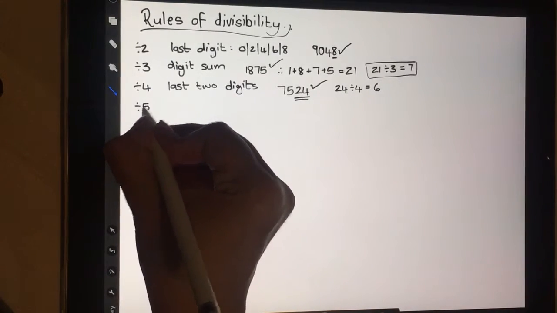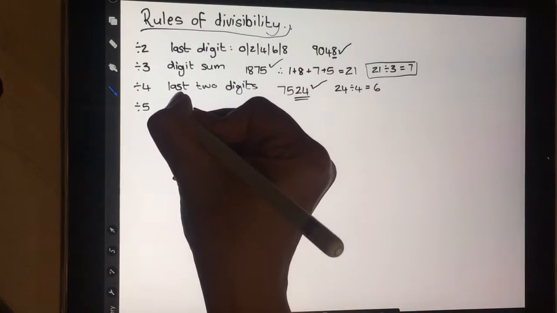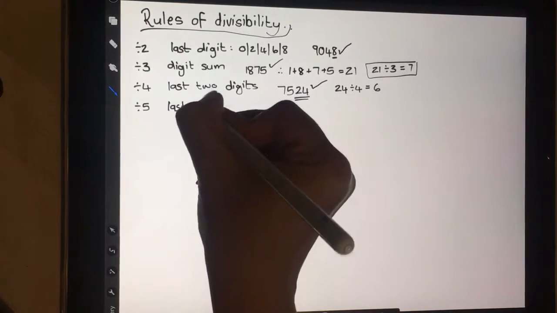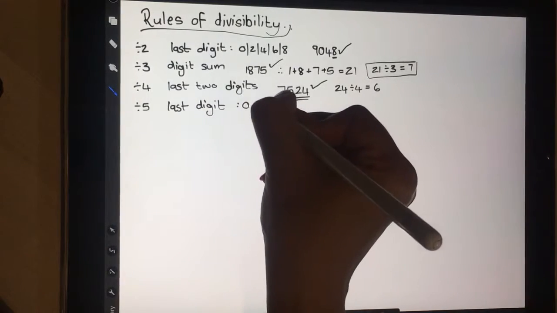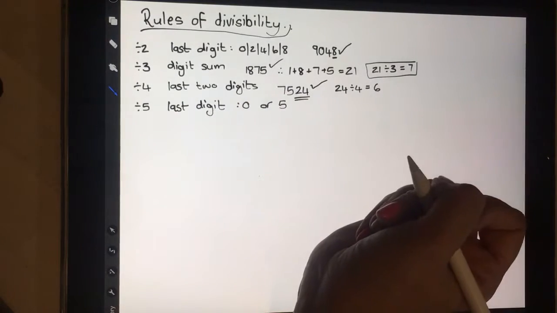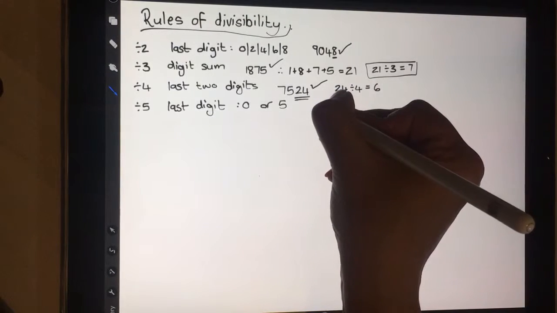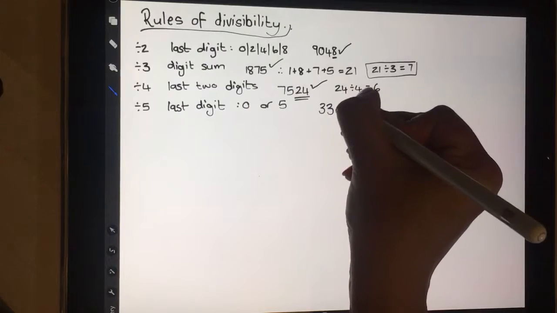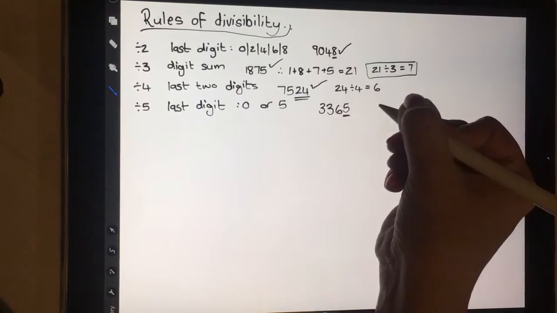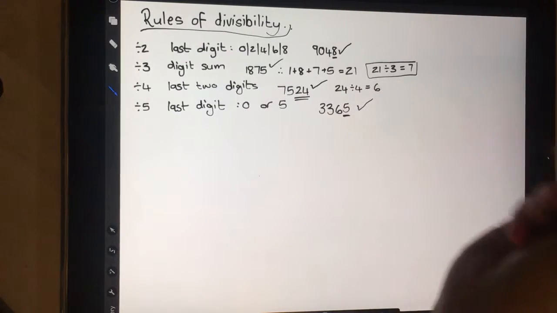Divisibility by 5 is probably one of the easiest ones. If the last digit is either a 0 or a 5, then it will be divisible by 5. For example, let's take 3365. Last digit is a 5, so this number will be divisible by 5.